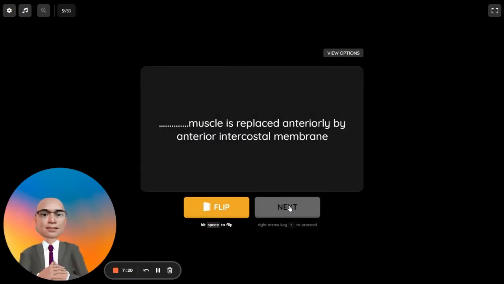The muscle which is replaced anteriorly by the anterior intercostal membrane. This is a very basic question. External intercostal muscle is replaced anteriorly by anterior intercostal membrane, whereas the internal intercostal muscle is replaced posteriorly by posterior intercostal membrane.